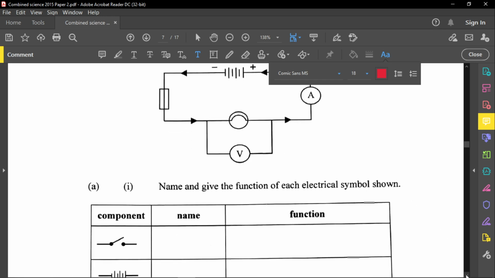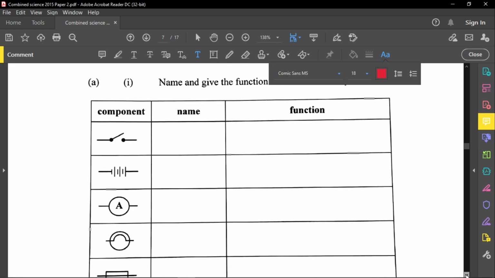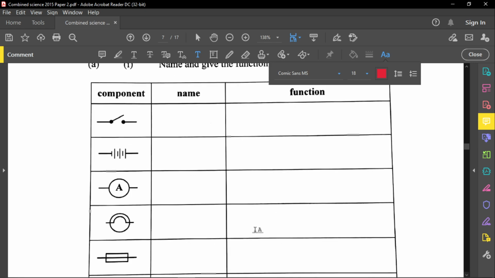The first one on the list is a switch. As a matter of fact, this is an open switch, but they just want to talk about what the component is, so you don't have to worry about whether it is open or closed at this time. The function of a switch is to open and close a circuit. That's the purpose or function of the switch.